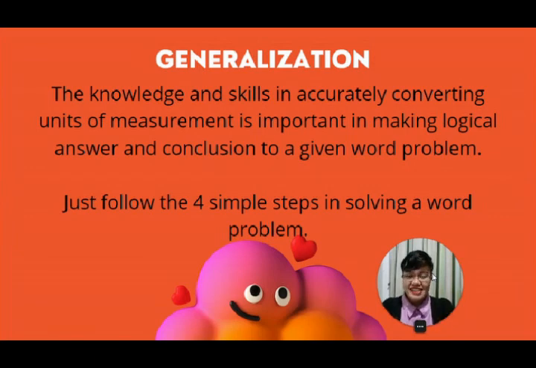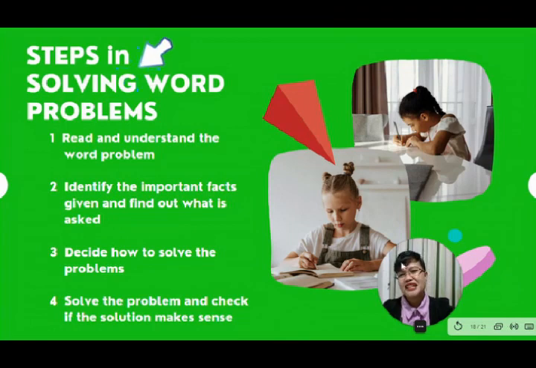So now for the generalization of today's lesson. The knowledge and skills in accurately converting units of measurement is important in making logical answers and conclusions to a given word problem. Just follow the 4 simple steps in solving word problems. And these steps are the following. We have read and understand the word problem, identify the important facts given, and find out what is asked. Decide how to solve the problem and solve the problem, and if you still have time, check if the solution makes sense. Alright, I hope you were able to grasp the important details in solving word problems.